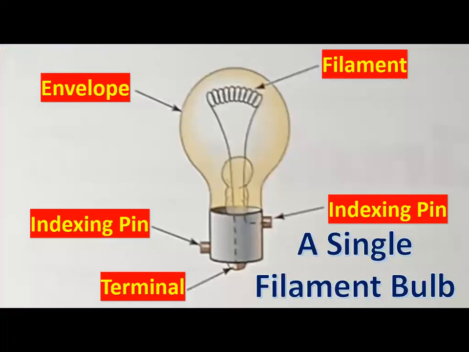An automotive light bulb usually contains one or two filaments. In a single filament bulb, the terminal is connected to one side of the filament, and the opposite end of the filament is usually connected to the bulb case. Voltage is supplied to the bulb terminal, and current flows through the filament to the bulb case. The circuit is completed from the bulb case through the vehicle ground back to the battery. The indexing pins on the sides of the case retain the bulb in the socket.